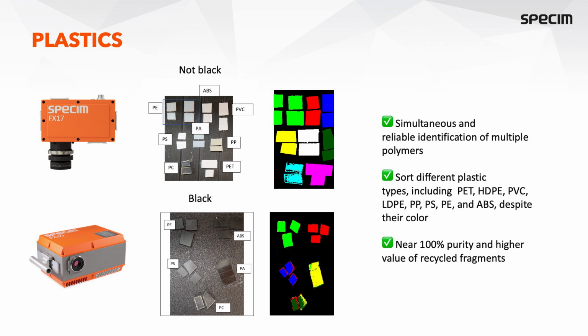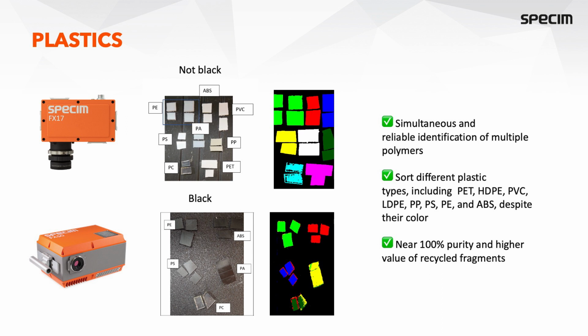Here we have the FX17 and also the FX50, which are really suitable for that. Remember, the FX17 can sort the plastic if it is not black. On these examples, we have measured different types of plastics like PE, ABS, PVC, PP, and all the other ones you can read. None of them is black. We measured them, and then a model was made in order to assess the sorting. And as you can see here, the sorting was pretty successful. The FX17 is really good for that.